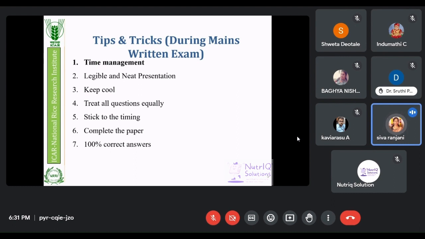Because if you have a separate question paper, you will know what you have completed and what is yet to be completed. But here there will be a problem, like you will not know how many more questions you are still left with. That is the risk there.